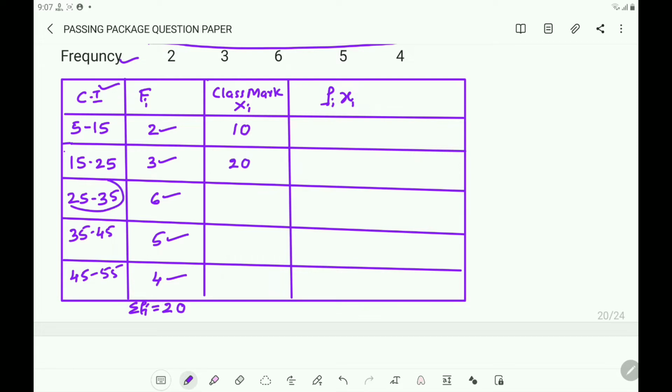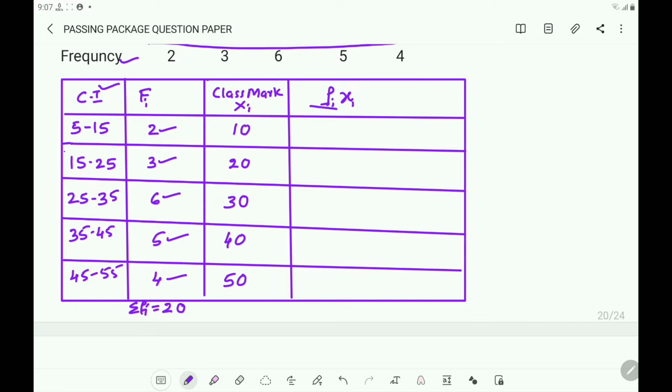Then 25 plus 35 by 2. 25 plus 35 is 60. 60 by 2 is 30. Then 35 to 45: 35 plus 45 is 80. 80 by 2 is 40. Then 45 to 55: 45 plus 55 is 100. 100 by 2 is 50. So you got the class mark.